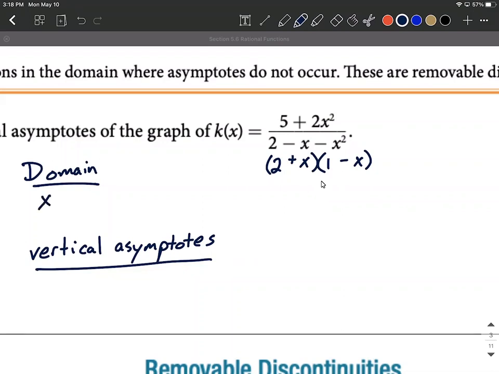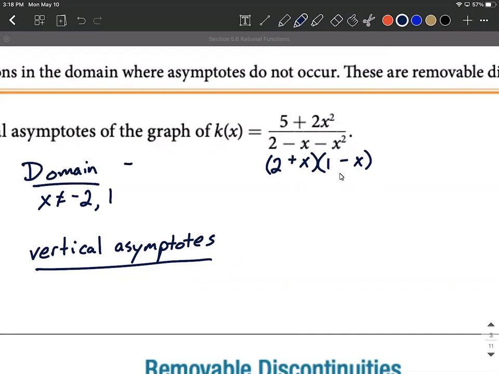Now, we don't want to plug in any values for our domain that would make the denominator be 0. So just looking factor by factor, if I plugged in a negative 2 for this x, it would make this factor equal 0. So let's leave that out of our domain. And if I plugged in a positive 1 for this factor, it would make that factor equal 0. Therefore, the entire denominator would be 0.